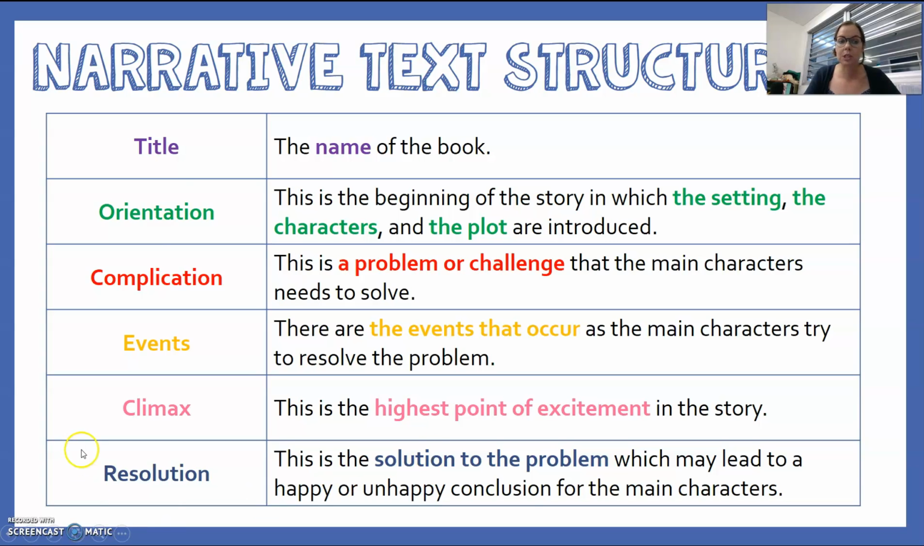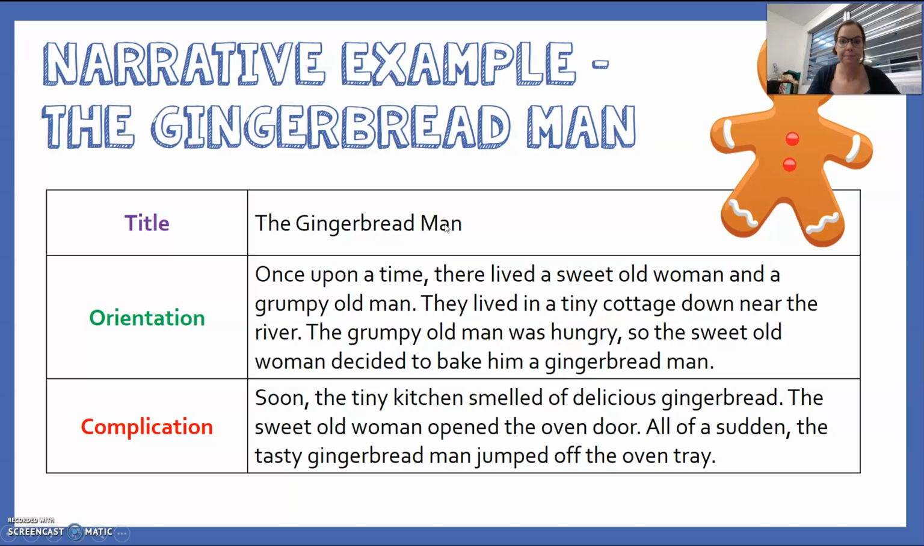What I would like you to do is to write down each of these 6 elements and the coloured bolded words so that you have an idea of what each of those mean. So let's have a look at an example here for the gingerbread man.